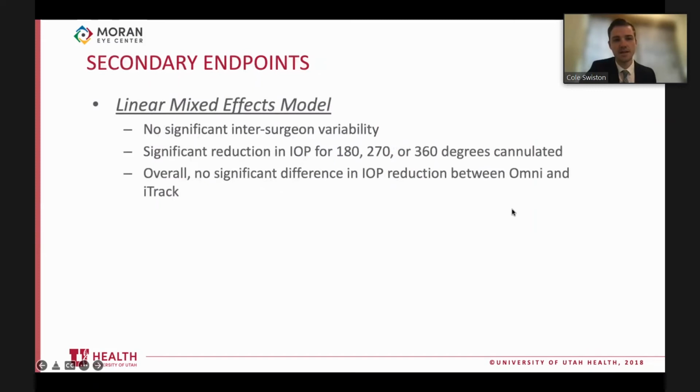And then applying the linear mixed effects model, we did not show any significant intersurgeon variability. And there was a significant reduction in IOP regardless of the degrees cannulated, so either 180, 270, or 360. And then we did not see a dose-dependent response. So for any additional degrees, you did not have any additional IOP lowering benefit. And then, like I said, we're not comparing the devices today, but using this model, there was overall no significant difference in IOP reduction between the two devices.